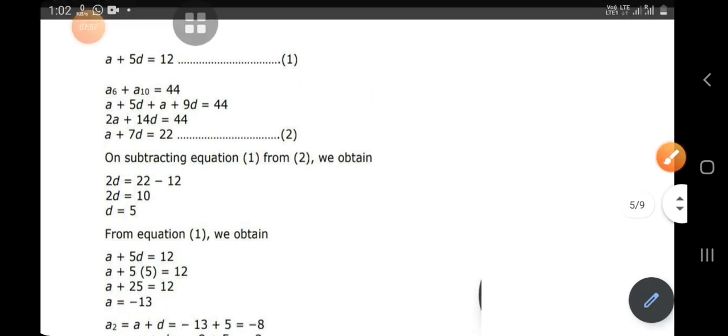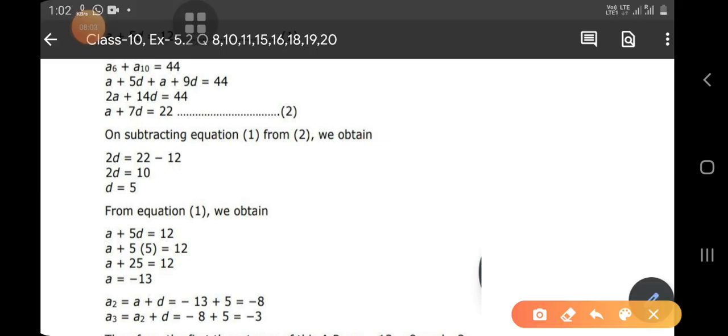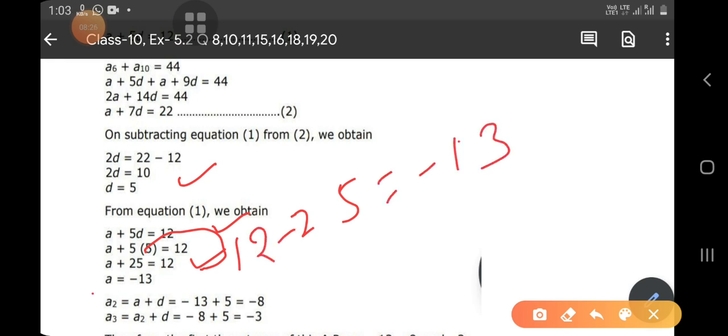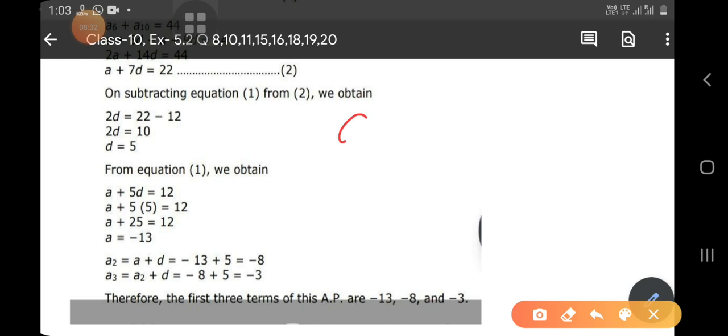Now put this value in equation 1, then you will get the value of a. Look at here, a plus 5d is equal to 12, that is equation 1. Now put the value of d, that means 5 into 5, so a plus 25 is equal to 12. Now transpose 25 from left to right, it will be minus. So 12 minus 25, then it will be minus 13. Look at here. So till now we got the value of a, that is minus 13, and d, that is 5. So we can make the series.